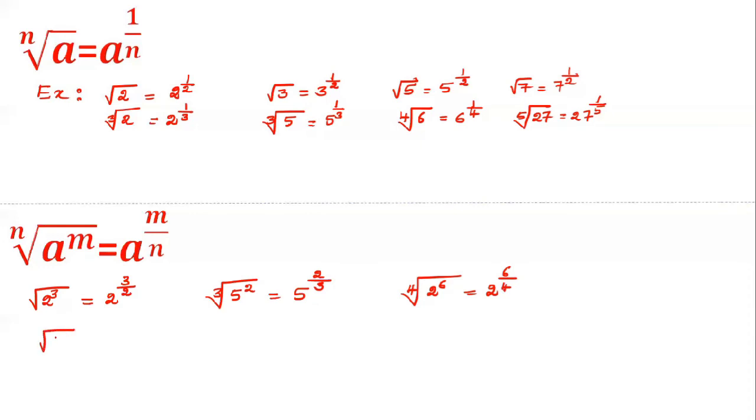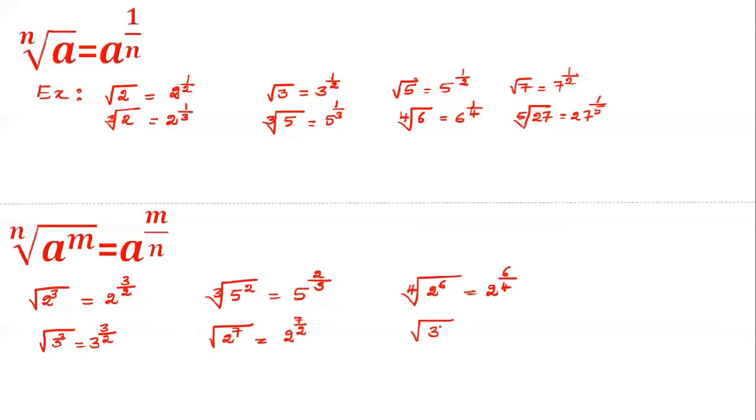Now, square root of 3 to the power 3 is 3 to the power 3 by the order. The order is 2, so 3 to the power 3 by 2. Square root of 2 to the power 7 is 2 to the power 7 by the order, that is 2, so 2 to the power 7 by 2.